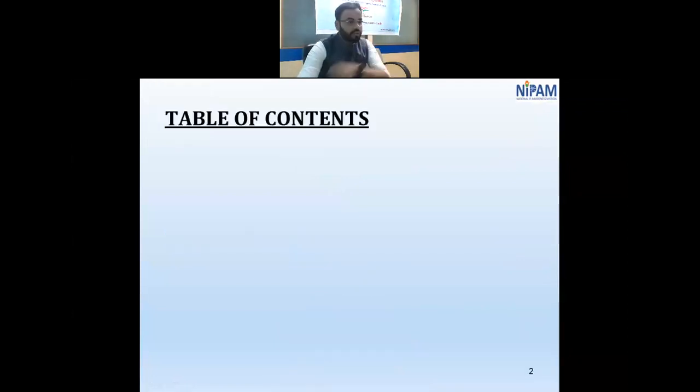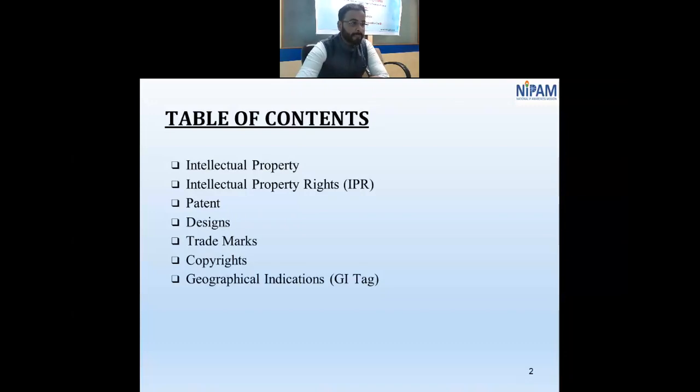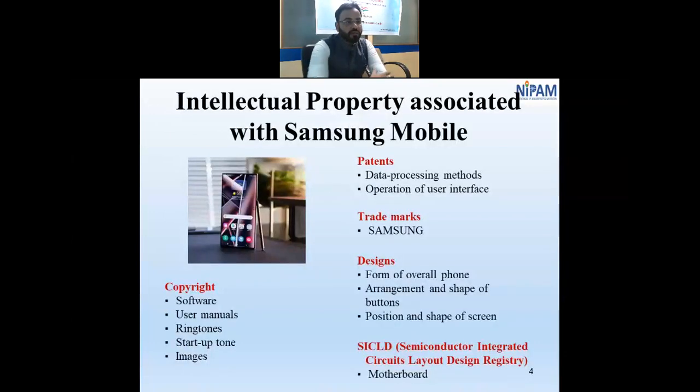So, in today's session, we'll be covering intellectual property rights, and various kinds of intellectual property rights, which is patents, design, trademark, copyrights, and geographical indications. To start with, all of you might be using one smartphone or the other. A simple smartphone has lots of different intellectual property rights associated with it.